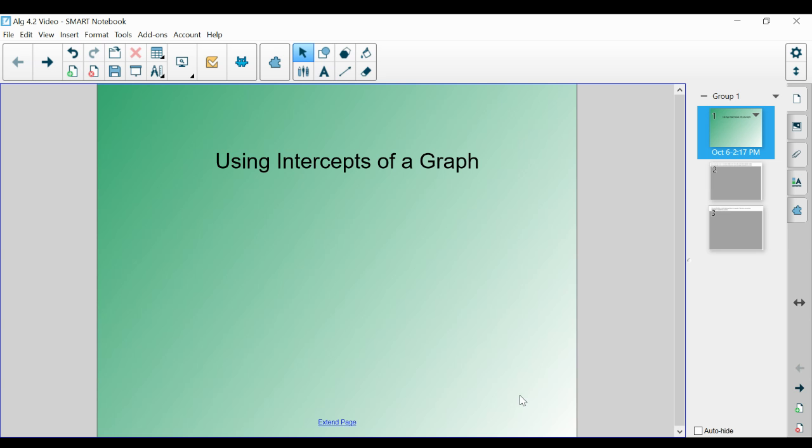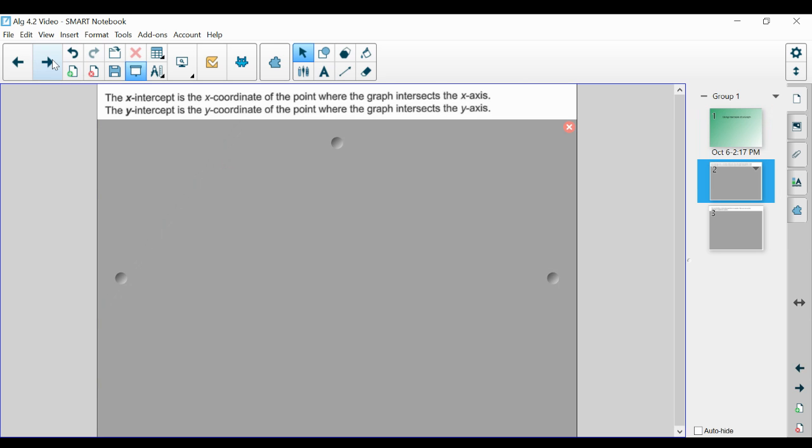So we're trying to use our knowledge on x and y intercepts, where our line crosses over a graph, to use that to help us in some real life scenarios. So without further ado, let's begin. So again, the x-intercept is the x-coordinate of the point where the graph intersects the x-axis. The y-intercept, likewise, is the y-coordinate of the point where the graph intersects the y-axis.